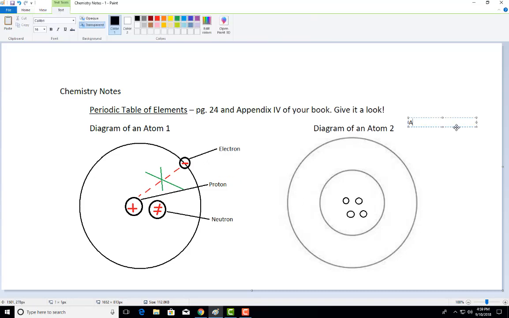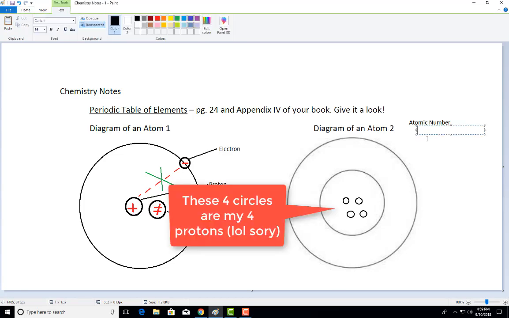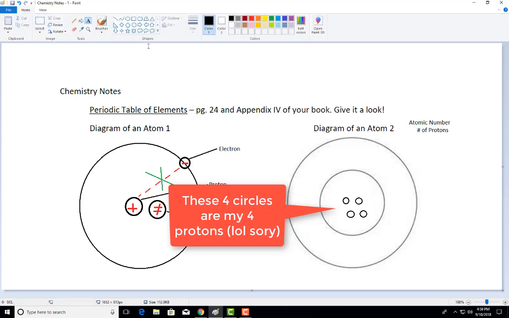Let's talk about this thing called an atomic number. And so what is an atomic number? Well, an atomic number is literally just the number of protons that an atom has. Atoms are defined by their number of protons. That's what gives it the characteristics that it has. Why is gold gold? Why is lead lead? Why is oxygen oxygen? Well, it's all based on the number of protons.